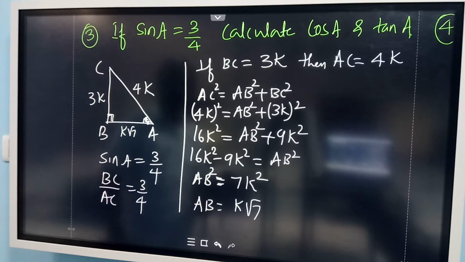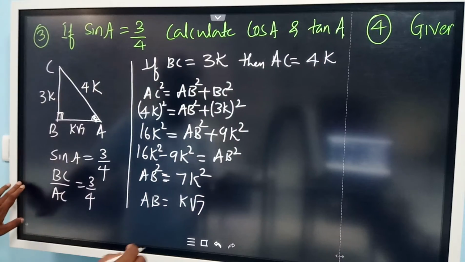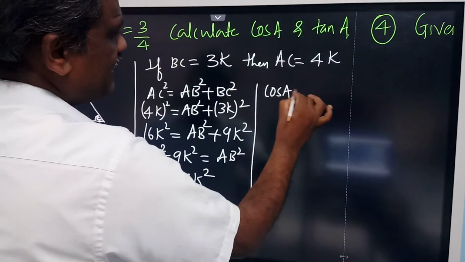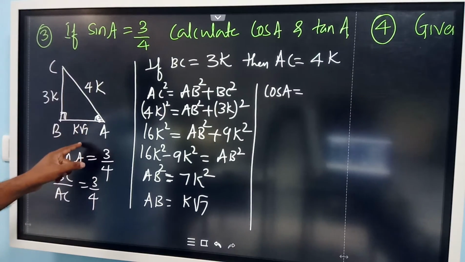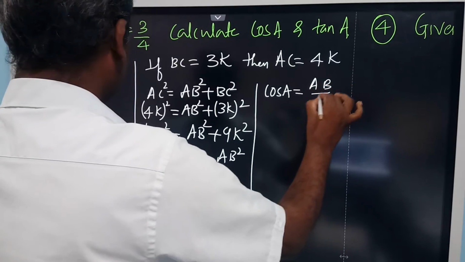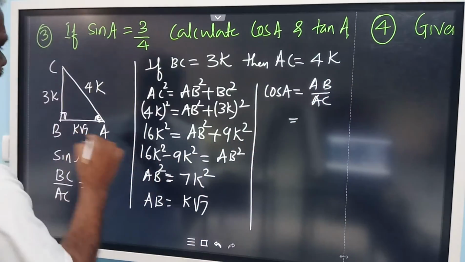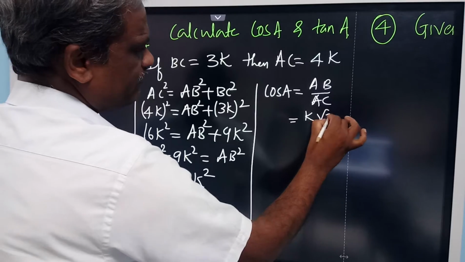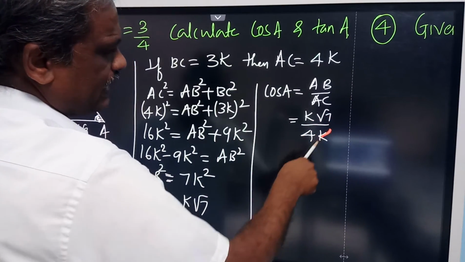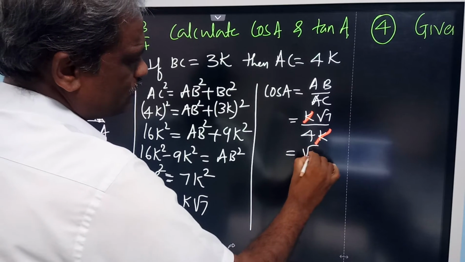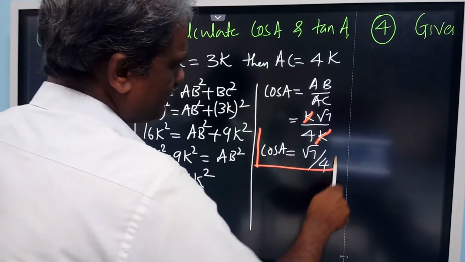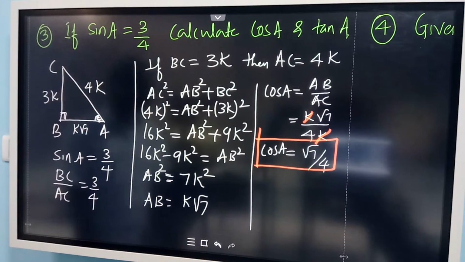Now after this, what is it that they asked us to find out? Cos A. What is cos A? Adjacent side by hypotenuse. So that is AB by AC. What is AB? K root 7 by hypotenuse here 4K. You can cancel K and K. You will get root 7 by 4. This is cos A. So you got the value of cos A. It is root 7 by 4.